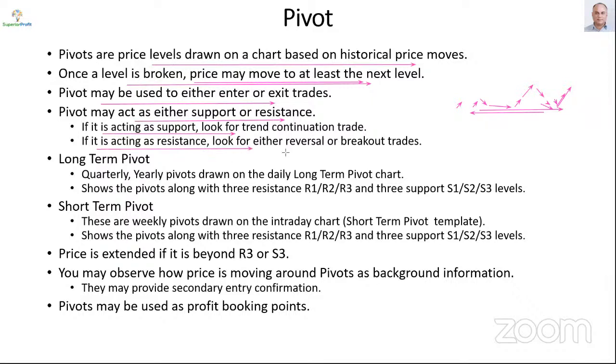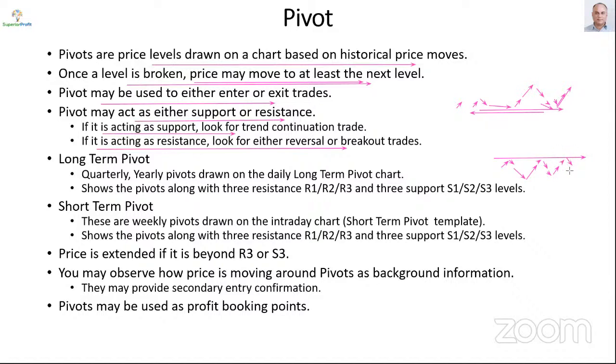And conversely, if it is acting as resistance, look for either reversal or breakout trades. Resistance may be broken out. So if we have a pivot level and so far price was coming and stopping there, when price comes here, we may look for a reversal trend.